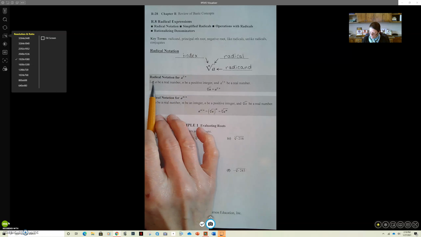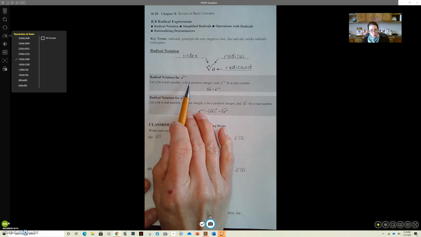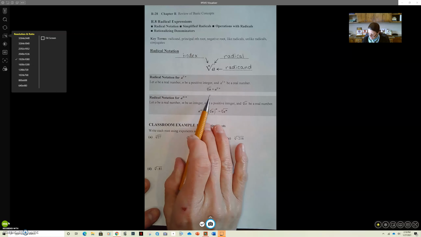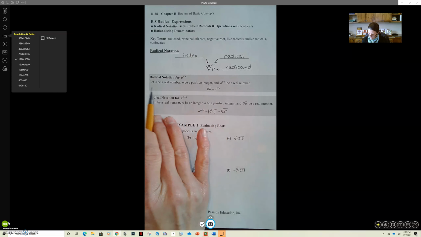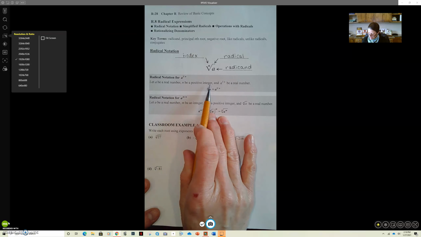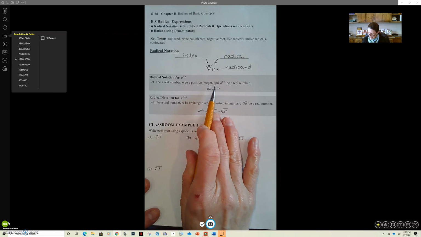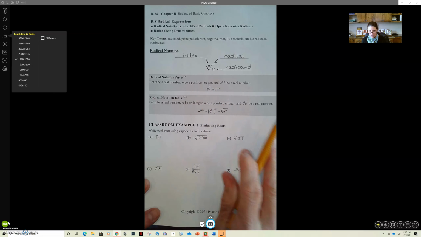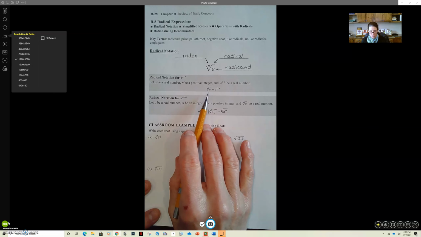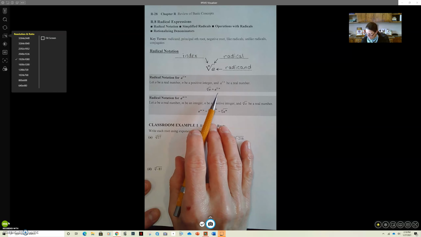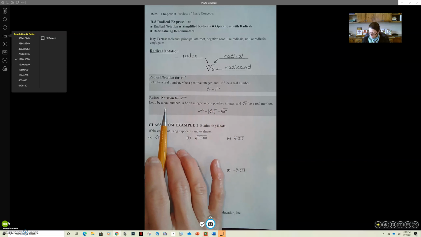Remember that radical notation for a to the 1 over n is an nth root. If a is a real number, n is a positive integer, and a to the 1 over n is a real number, then it is true that the nth root of a can be written as a to the 1 over n, and vice versa.